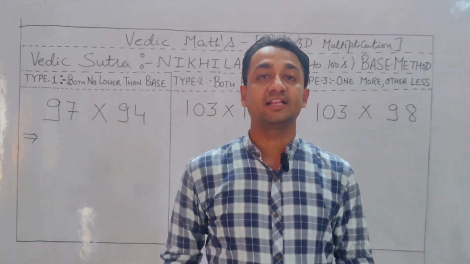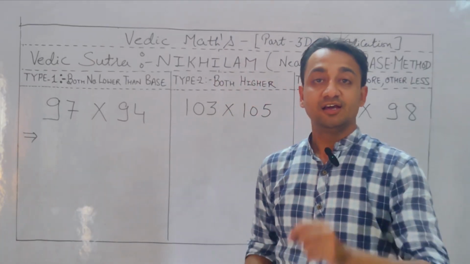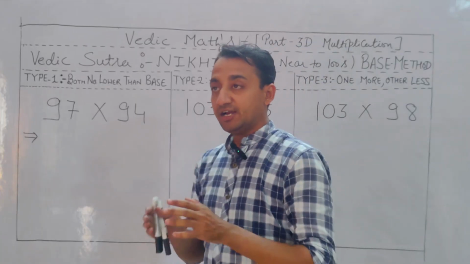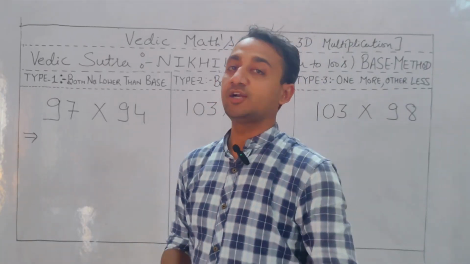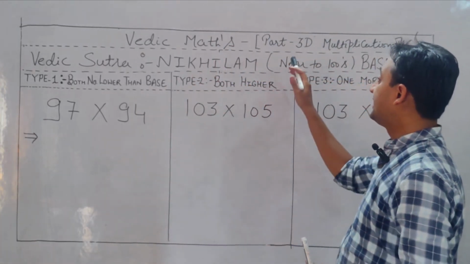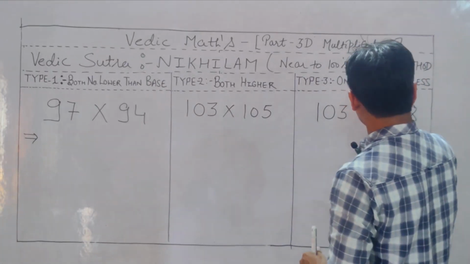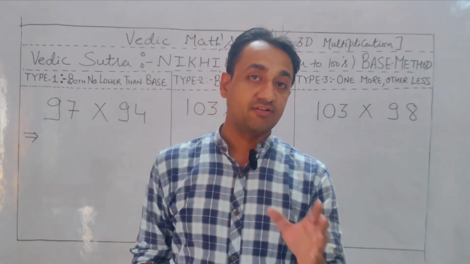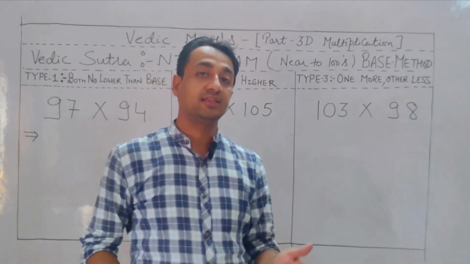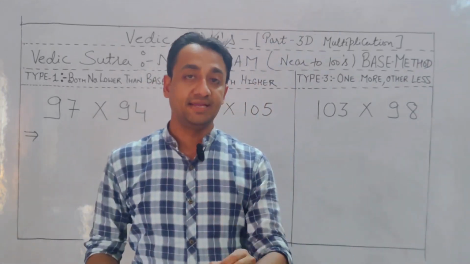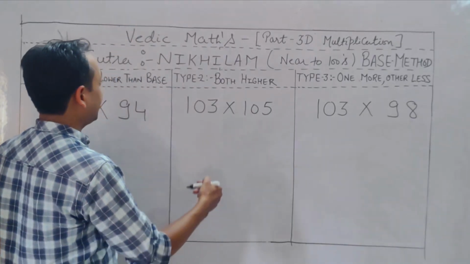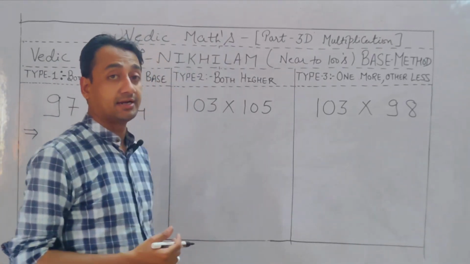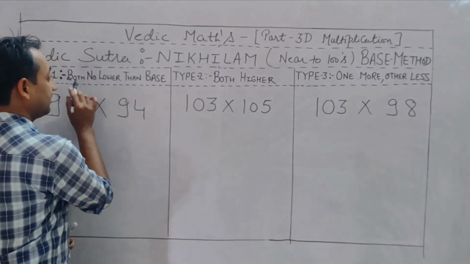Now today we are taking the fourth part, that is the base method. This method is near to 100, so we call it the Nikhilam method, or near to hundreds method. It is called the base method because we are taking the direct 100. In the previous one we took 50, that's why that method was called the sub base method. Here we are taking the Nikhilam method, from Nikhilam Navatas Charamam. So it is basically the same.